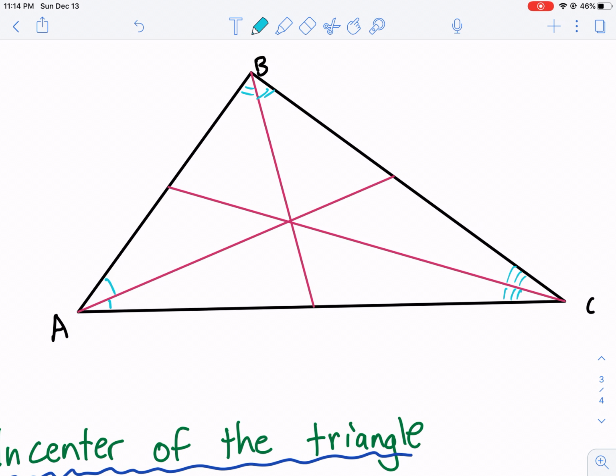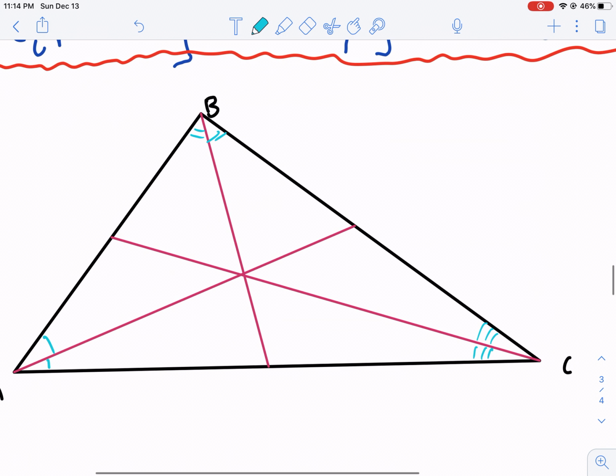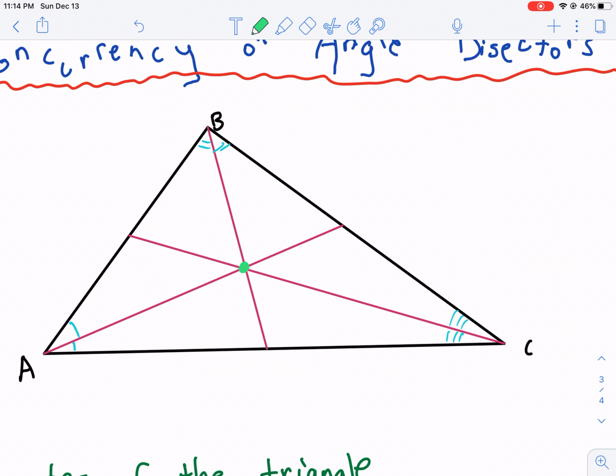Just pretend. Okay, so we have 3 lines meeting up, and it doesn't matter if you extend these lines or not. They all meet in the same spot, or they should. Now, this spot is special for a couple reasons.